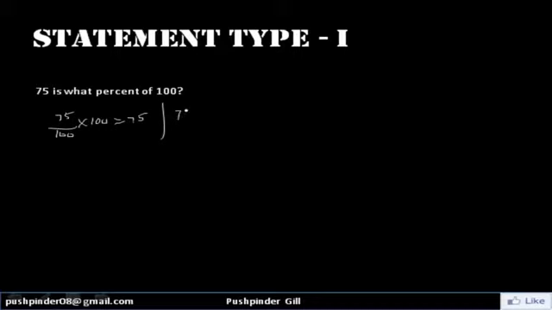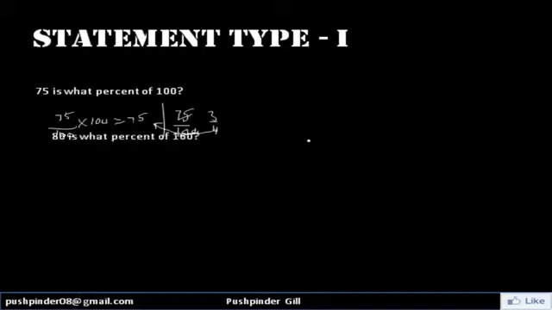The other way of doing that is by just doing it in your mind. 75 by 100, if I cut by 25, is equivalent to 3 by 4, and 3 by 4 is automatically equivalent to 75%. So this is something that you can easily do, right? So this is one type of percent.